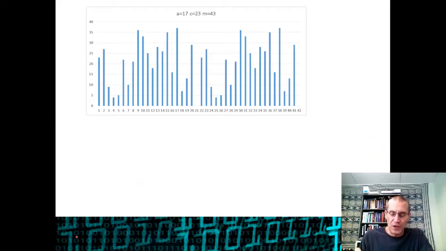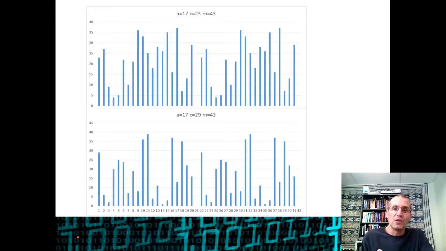Here's some output that I just generated using Excel, and I used some different constants. Again, pretty small constants, but it's easier to see what's going on. I have the values of a is 17, c is 23, m is 43, and this is just the first 41 values. What you see is it looks fairly random. You have no idea for any particular value what the next one would be or what the previous one was.